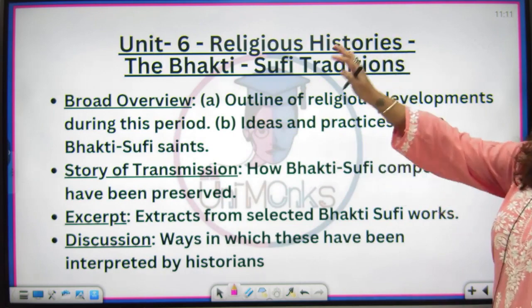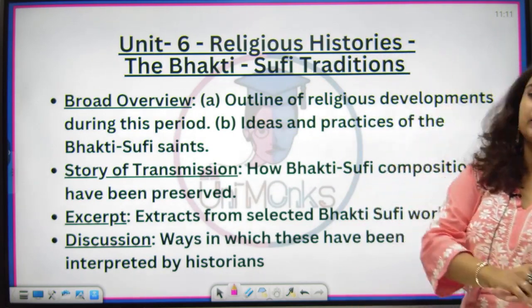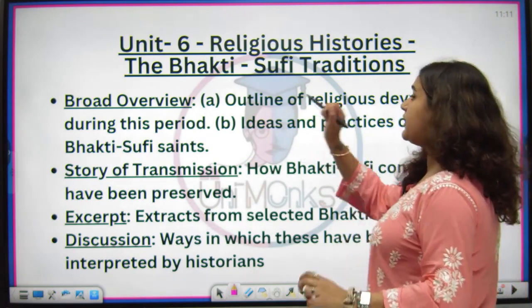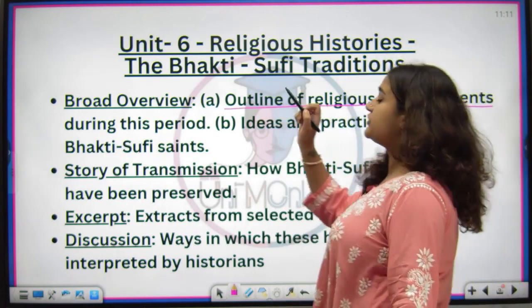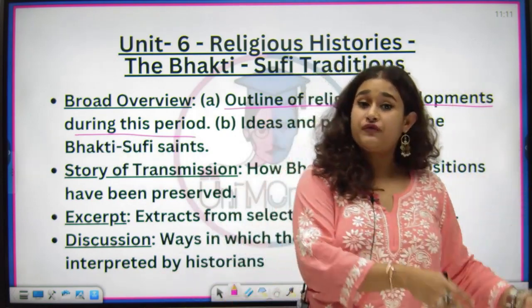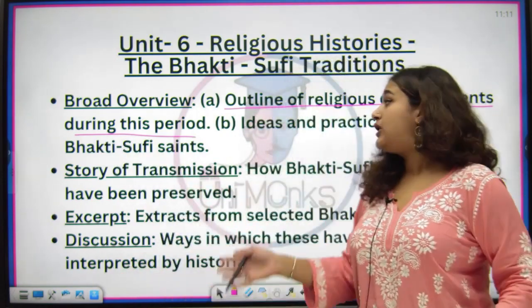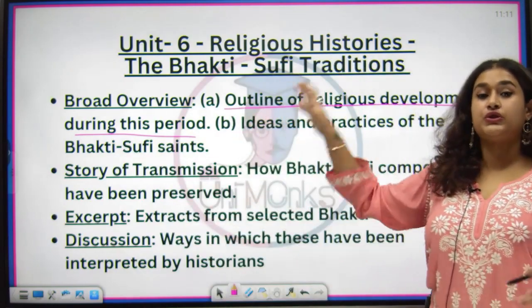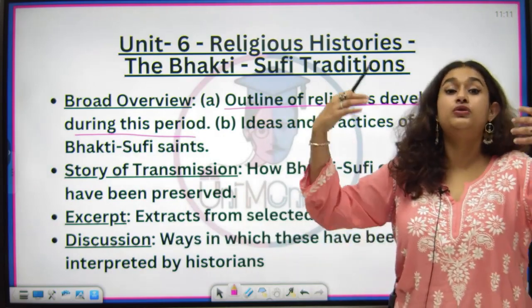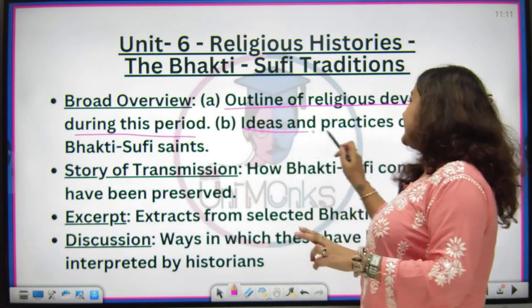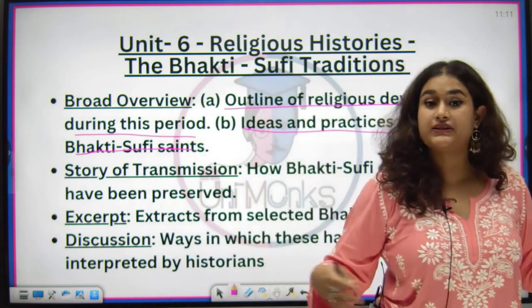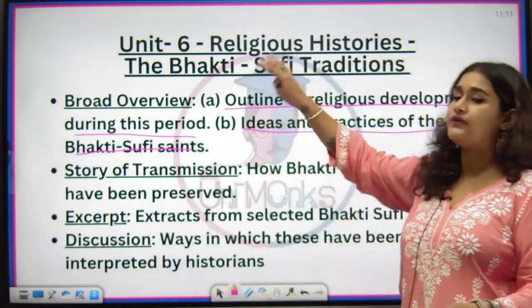Then, unit number 6 is on religious histories, the Bhakti Sufi traditions. A broad overview of 2 things is going to be understood in this unit. Number 1, the outline of religious developments during this period. Now, as you know, the Bhakti movement came out of the Hindu religion and the Sufi movement came out of the Islamic religion. So, we are going to talk about what developments took place that compelled the Bhakti Sufi tradition to come up. Number 2, the ideas and practices of the Bhakti Sufi saints, what their ideas were, why they started this movement, what their practices were, all of this will be understood.